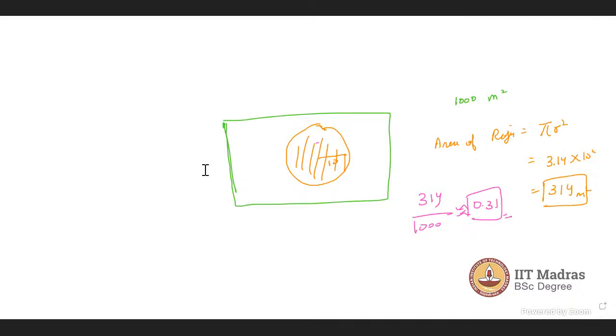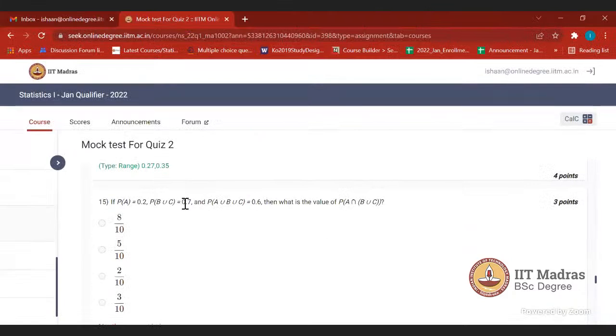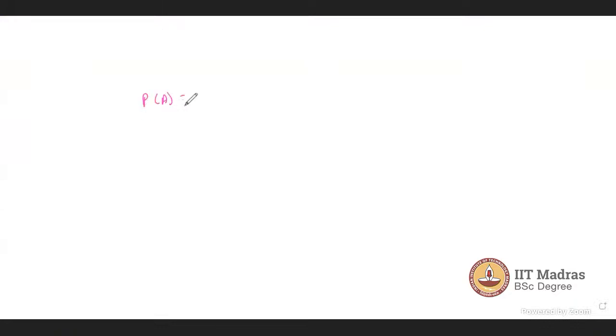Okay, so question 15. The values got interchanged, it's 0.6 and this one is 0.7, and you know how to compute this probability, right? Let's switch the values. Probability of A is 0.2, probability of B union C is 0.6, probability of A union B union C is 0.7, let's say. Let's consider B union C as event E. So this becomes A union E, right?